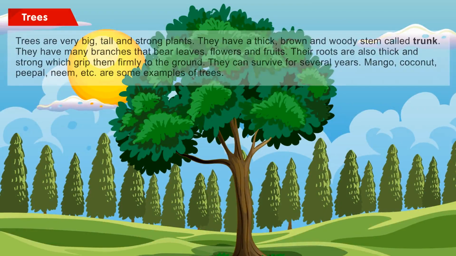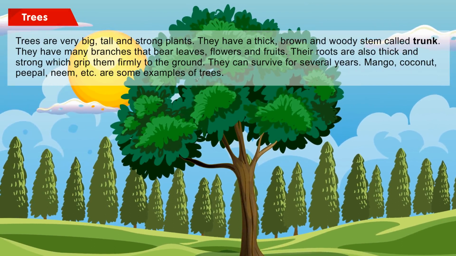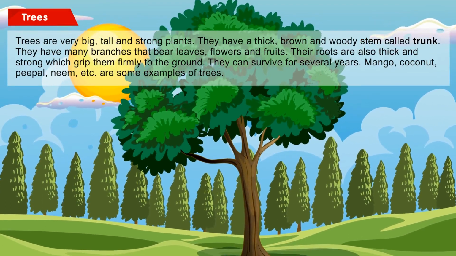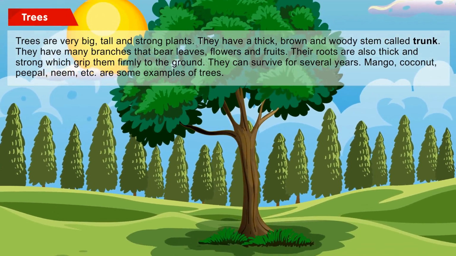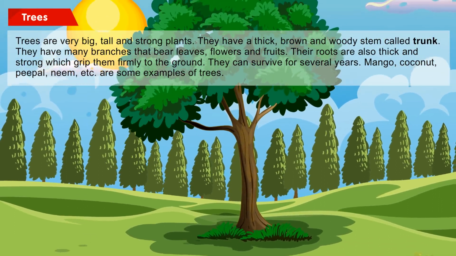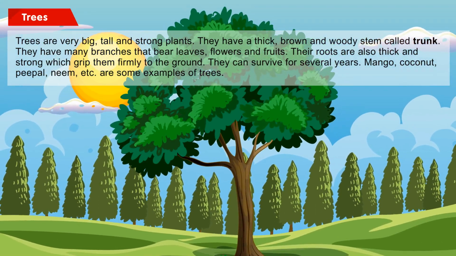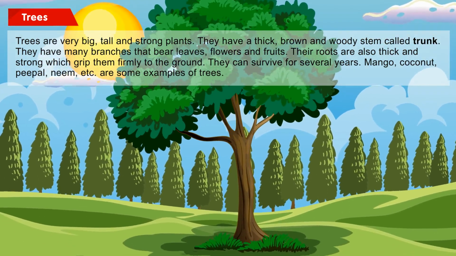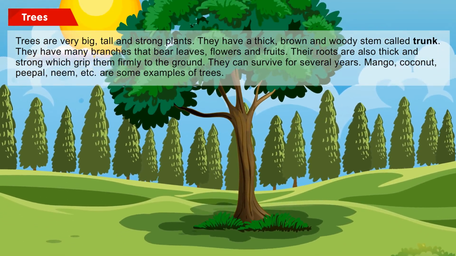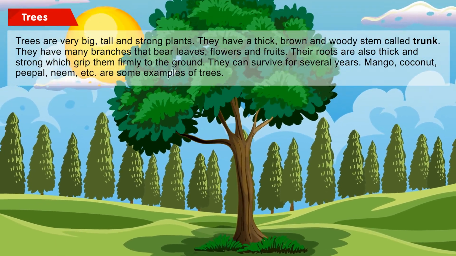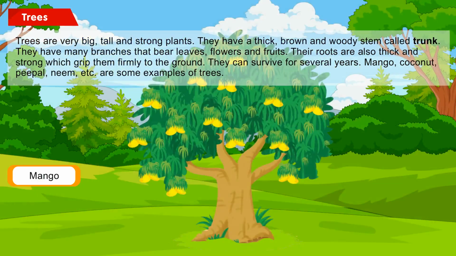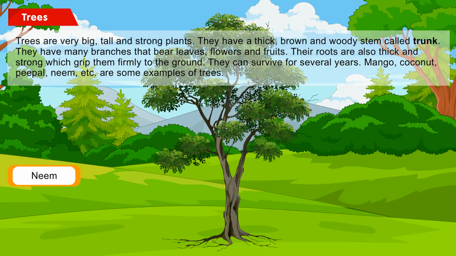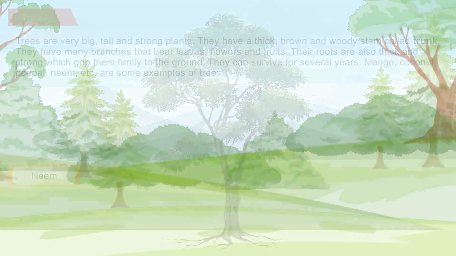Trees. Trees are very big, tall and strong plants. They have a thick, brown and woody stem called trunk. They have many branches that bear leaves, flowers and fruits. Their roots are also thick and strong, which grip them firmly to the ground. They can survive for several years. Mango, coconut, peepal, neem, etc. are some examples of trees.